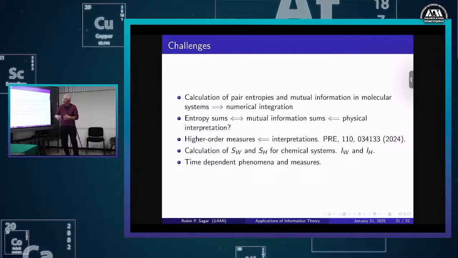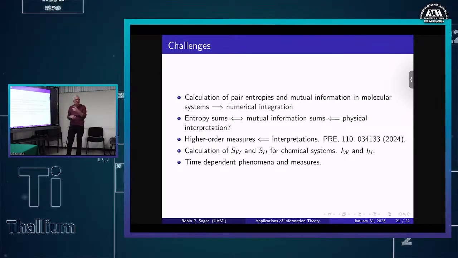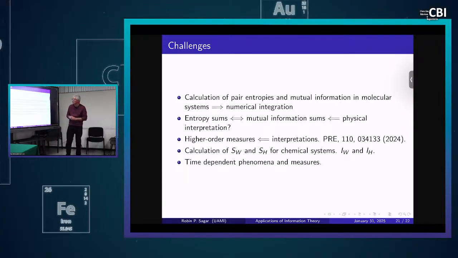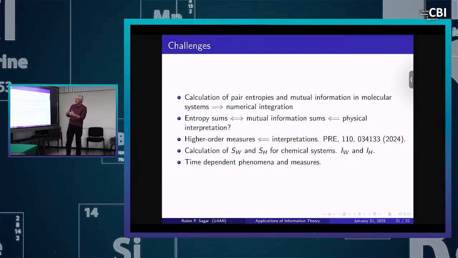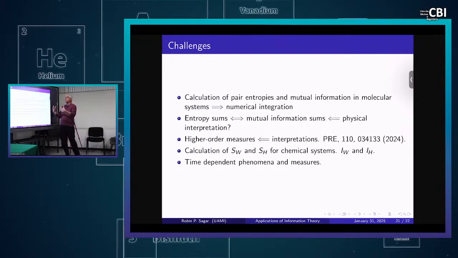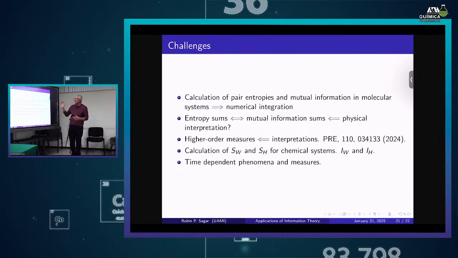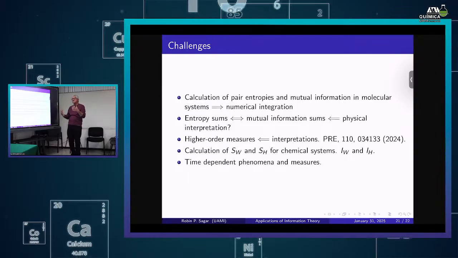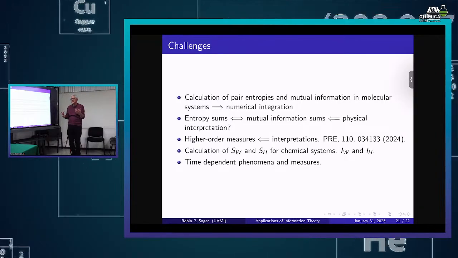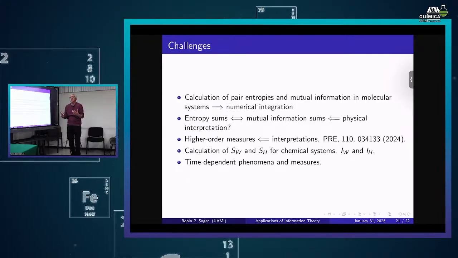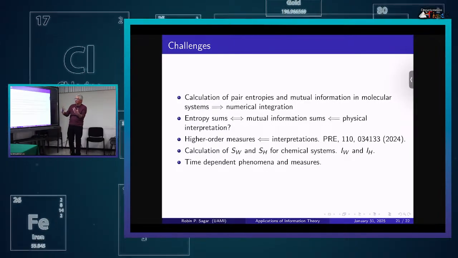I think Manuel and Julio in Puebla are working on that, and Saul will be working with them too. They're working on numerical integration measures so we can calculate these things: entropy sums, mutual information sums. What are the physical interpretations? Yes, statistical correlations, but how are they interpreted in terms of what is going on in the system?